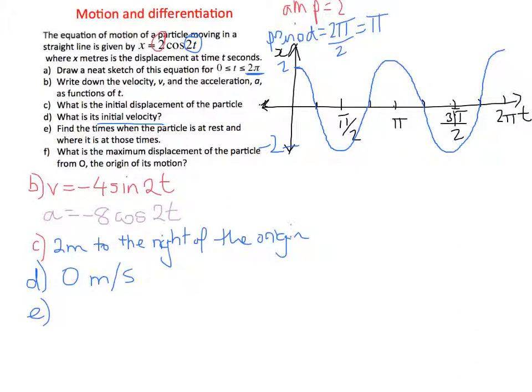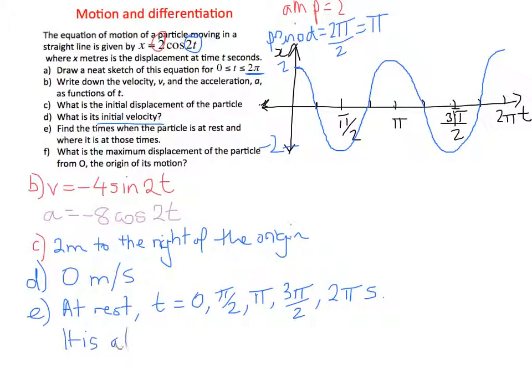So the times at rest are when t equals 0, pi on 2, pi, 3 pi on 2, and 2 pi seconds. And it is at plus or minus 2, 2 meters to the right or 2 meters to the left.